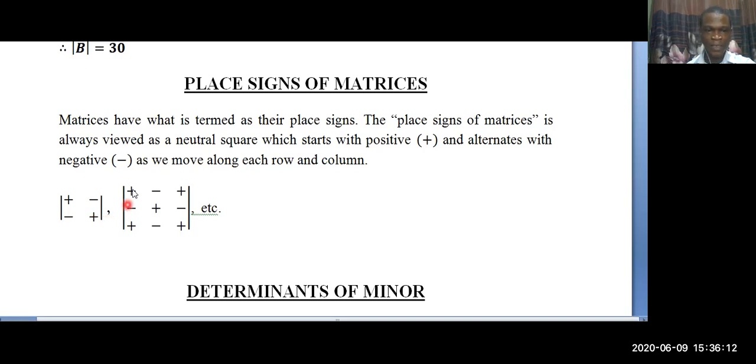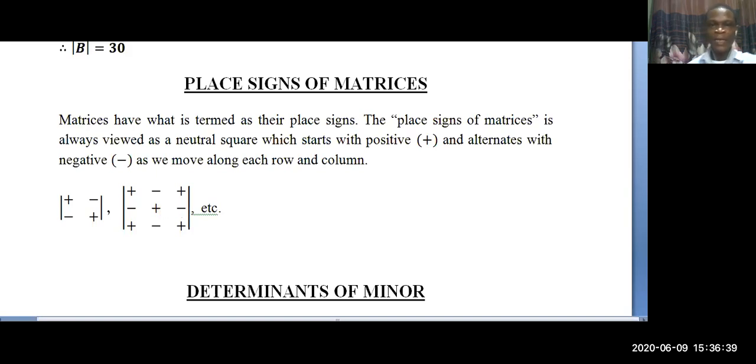If I look at a 3 by 3, of course I'm going to have plus, and going along the row, plus, minus, plus. And if it was a 4 by 4, I'm having plus, minus along the row. And if I come along the column, it's plus, minus, plus. If I take from this minus and go toward this side, after minus I will have plus, then minus. So it is very easy.